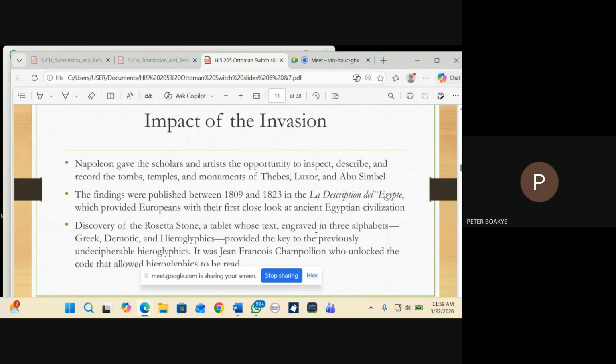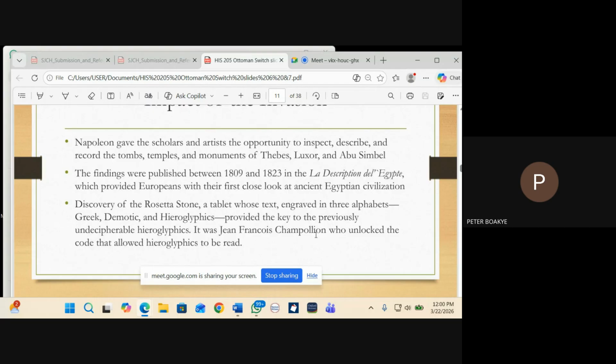Through the search, they discovered the Rosetta Stone, a tablet whose text was engraved in three scripts: Greek, Demotic, and hieroglyphics. Take note of the three inscriptions on the Rosetta Stone. This provided the key to the previously undecipherable hieroglyphics. At first, the hieroglyphics could not be read, so it was the Greek component that made it possible to decipher them. It was Jean-François Champollion who unlocked the code that allowed hieroglyphics to be read. Take note.